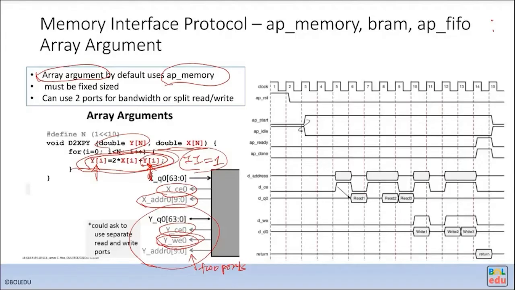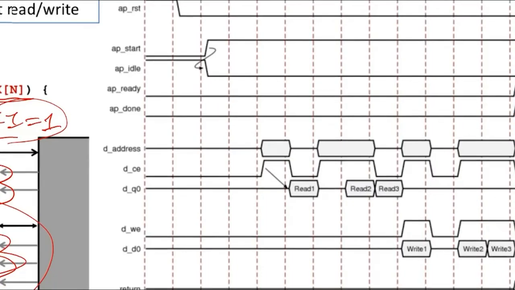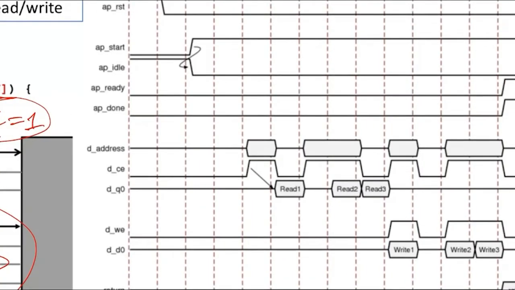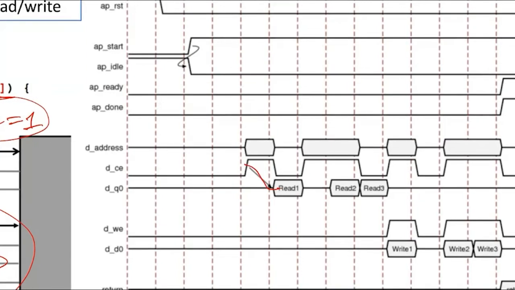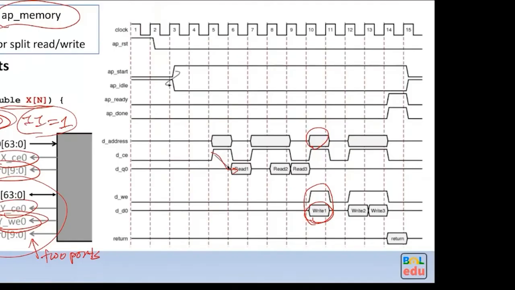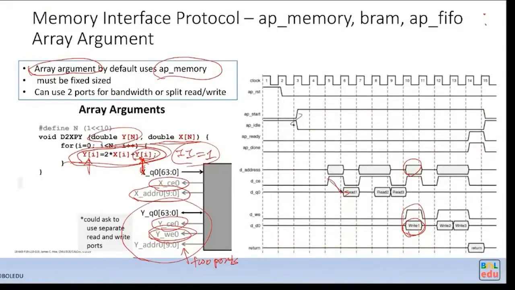And for the memory interface, you need to remember that a read takes one cycle latency, and for a write, you need to provide the address and the write data at the same time. So that's a very simple memory interface protocol.